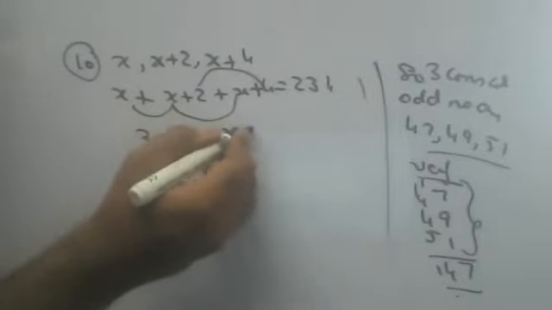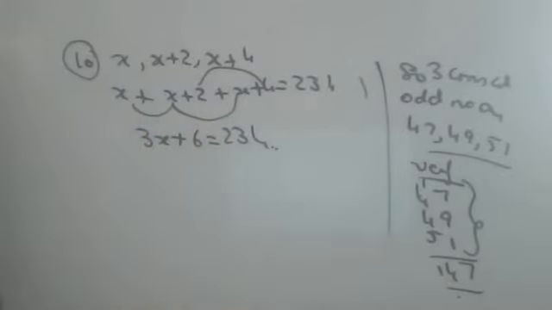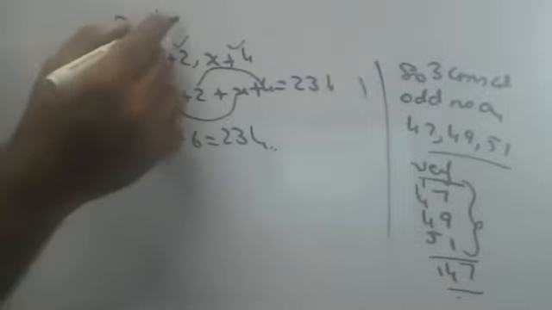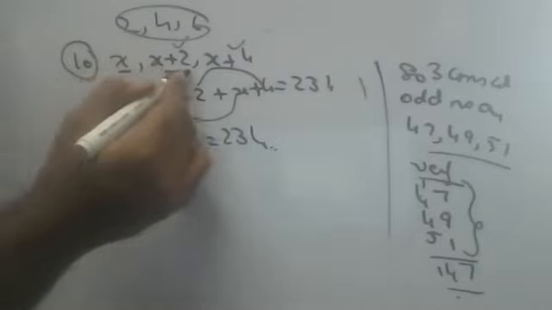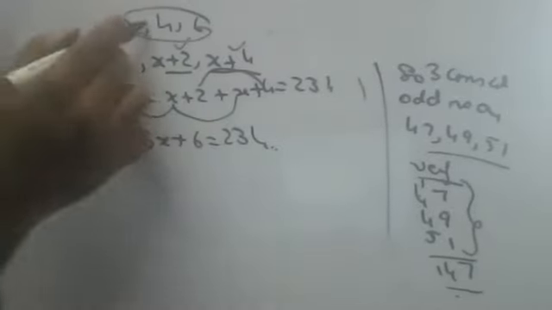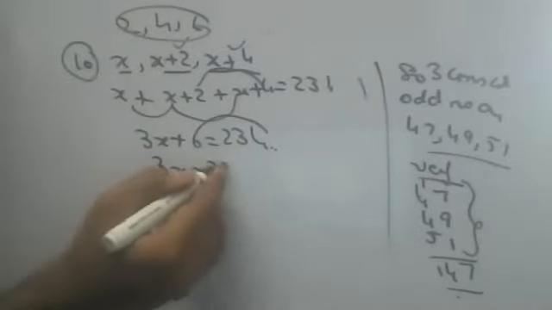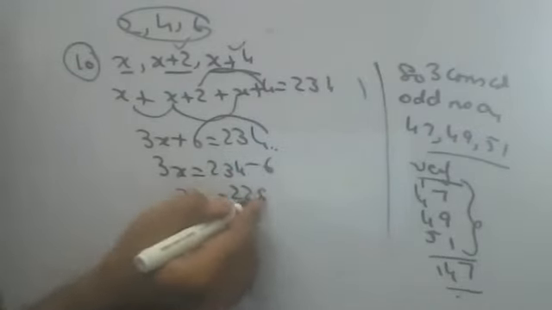Sir, say, is it even numbers or odd numbers? It is even numbers and odd numbers. Both of them will differ by 2 only. Even or odd, all of them will differ by 2 only. That's why I took one as x, other one as x plus 2, other one as x plus 4. Whether it is even number or odd number, they differ by 2 units only. So bring 6 here. 3x is equal to 234 minus 6. 3x is equal to 228.